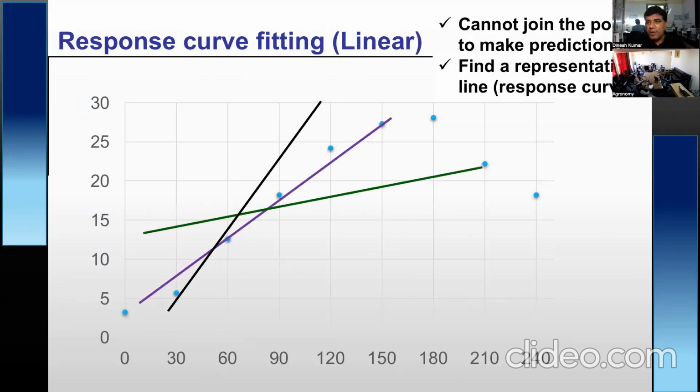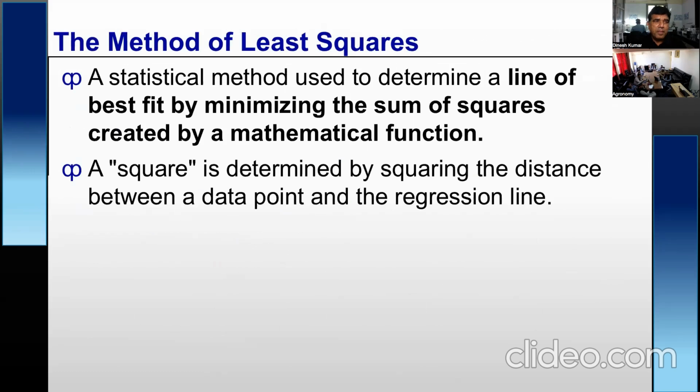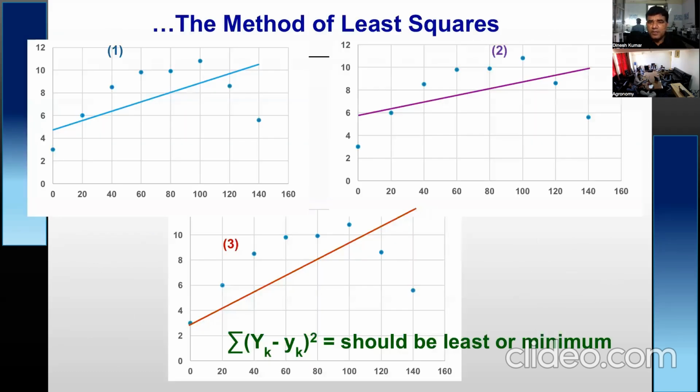And then how best we can find it out was explained to you. The method of least squares is used for response curve fitting. Response curve fitting means to find the equation that can represent your data in the best possible way. That is your response curve fitting. And then I explained to you the method of least squares.